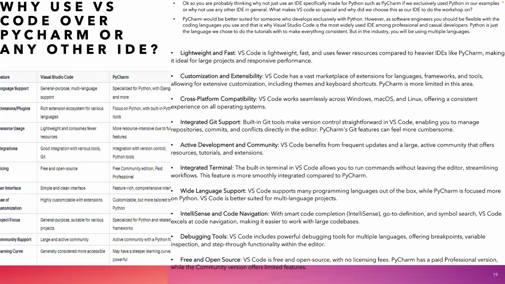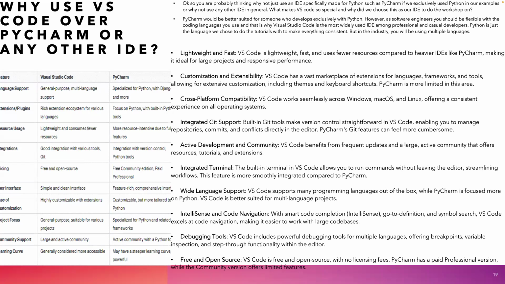So PyCharm would be better suited for someone who develops exclusively with Python. However, as software engineers, you should be flexible with the coding languages you use, and that's why Visual Studio Code is the most widely used IDE among professional and casual developers. Python is just the language we chose to do the tutorials with to make everything consistent. But in the industry, you'll be using multiple languages.